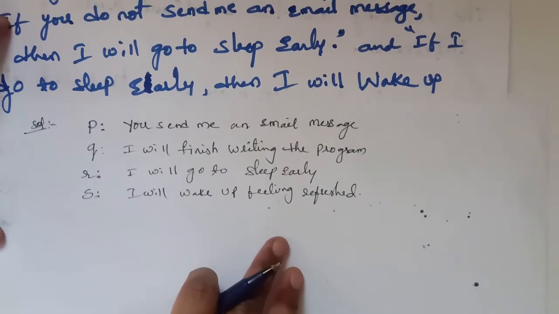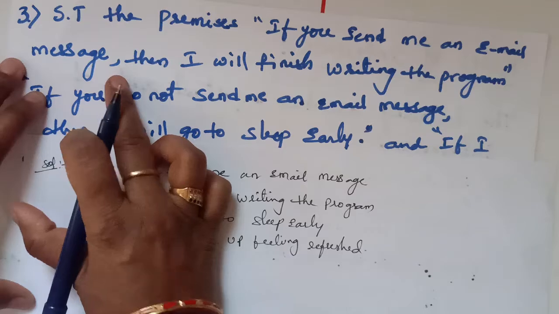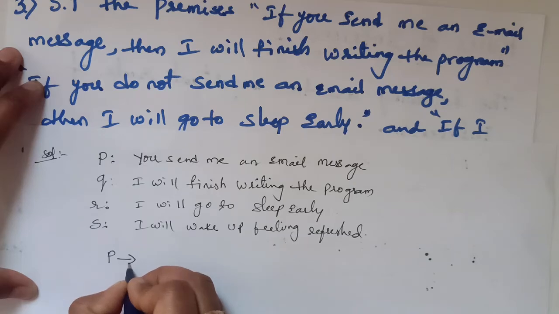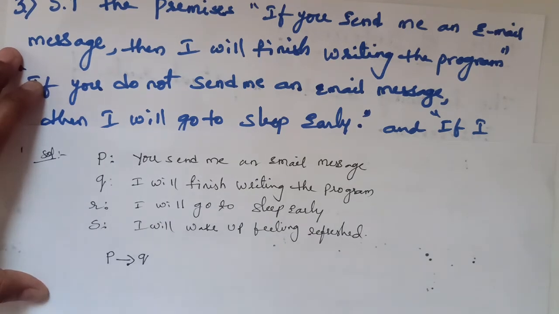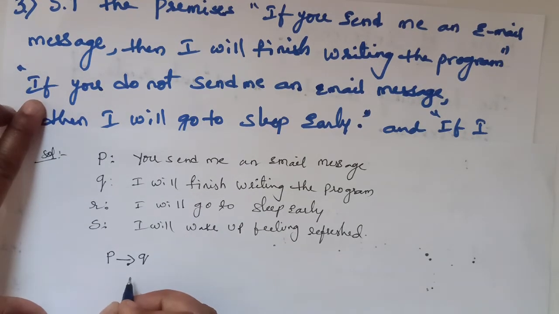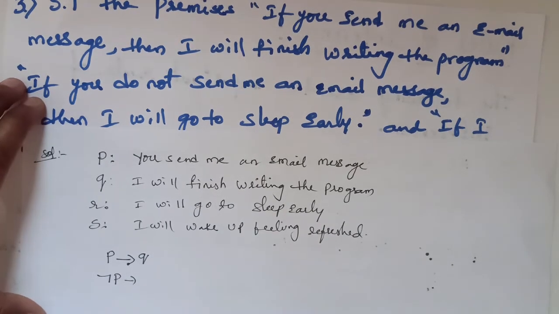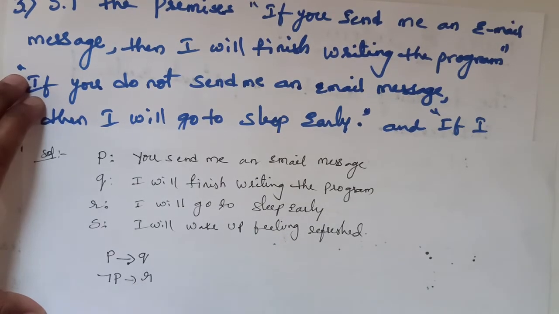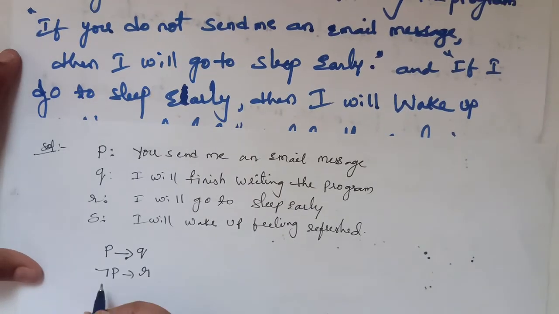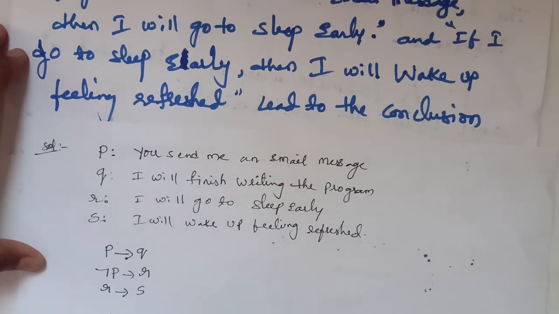Using these propositions, you have to write down the premises. If you send me an email message, then I will finish writing the program, that is P conditional Q. Next premise, if you do not send me an email message, then I will go to sleep early, that is negation P implies R. Third one, if I go to sleep early, then I will wake up feeling refreshed, that is R conditional S.